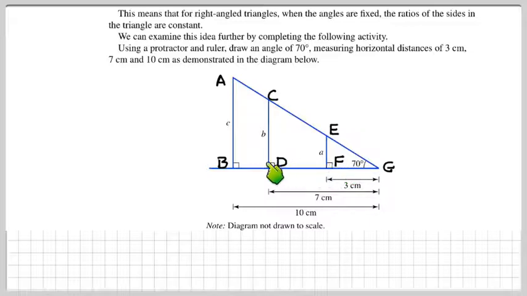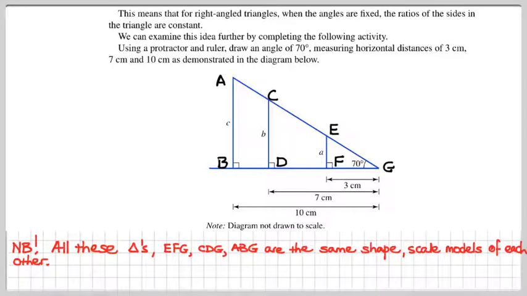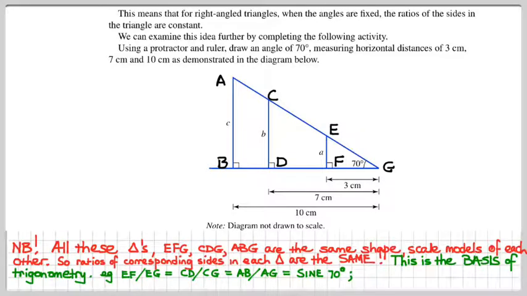And because they are right-angle triangles, we can do trigonometry in them. So what we can say, yes, they're all scale models of each other, and therefore we can say that the ratios of the corresponding sides in each triangle are the same. This is the basis of trigonometry.